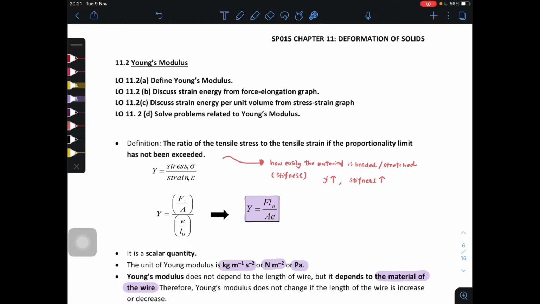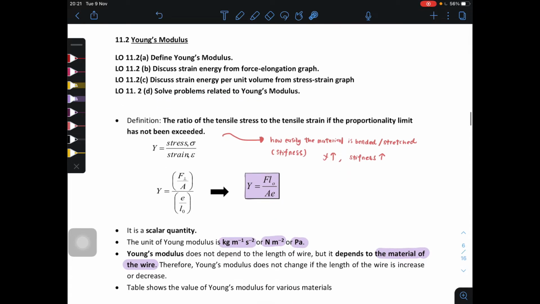Hi, Assalamualaikum. So the next subtopic we are going to learn is 11.2 Young's Modulus. There are a few learning outcomes here. First is to define Young's Modulus. Second is to discuss strain energy from force elongation graph. Third one, to discuss strain energy per unit volume from the stress strain graph. And last one is to solve problems related to Young's modulus.